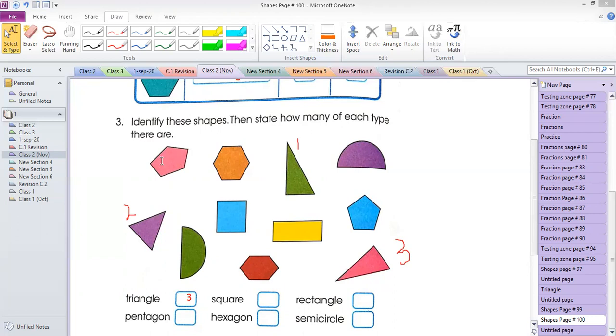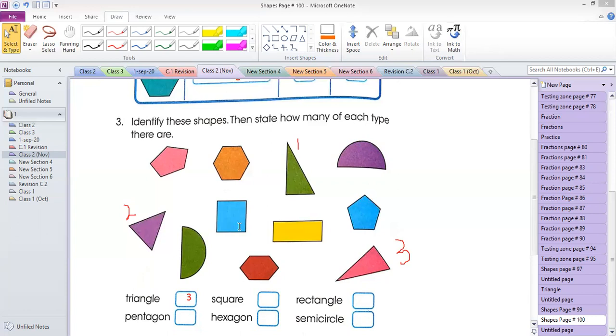Is this a square? No. 1, 2, 3, 4, 5. 5 vertices. 1, 2, 3, 4, 5, 6. 6 vertices. It is also not a square. And this one is a triangle. 1, 2. This is 2 vertices, not a square. 1, 2, 3, 4. This is a square. How do we know? It has 1, 2, 3, 4 vertices.